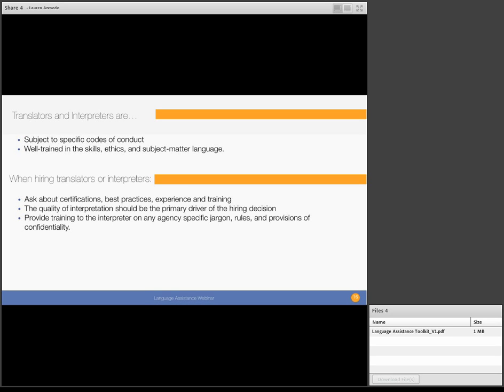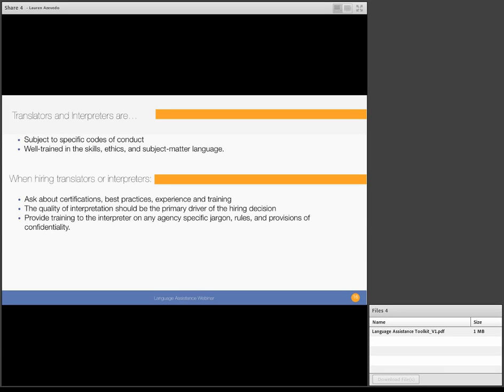So translators and interpreters are subject to specific codes of conduct. They're often privy to confidential information, to clinical information, and it's very important that whoever is doing this takes that responsibility seriously. You want to select translators and interpreters who are well-trained in their specific skill, but also understand the ethics and the subject matter language. For example, if you are in a behavioral health provider setting, you cannot assume that any translator will know all the relevant terms and laws and jargon and acronyms related to your subject matter.